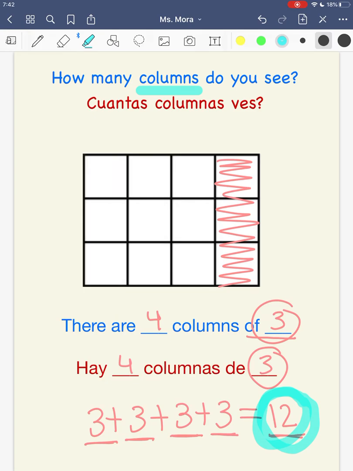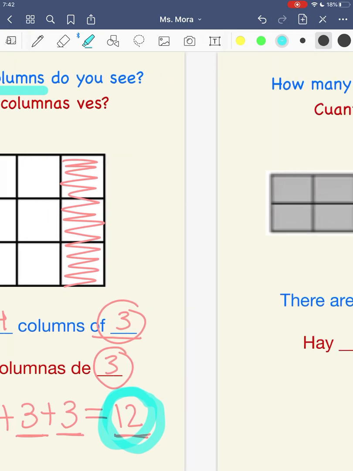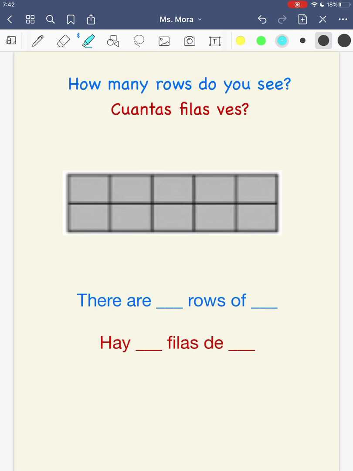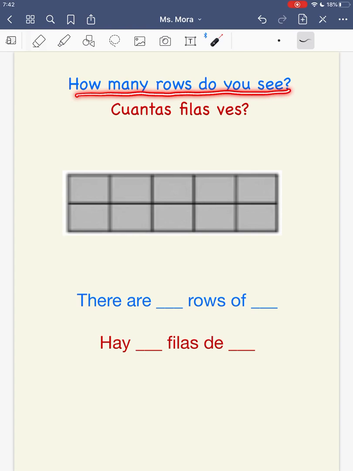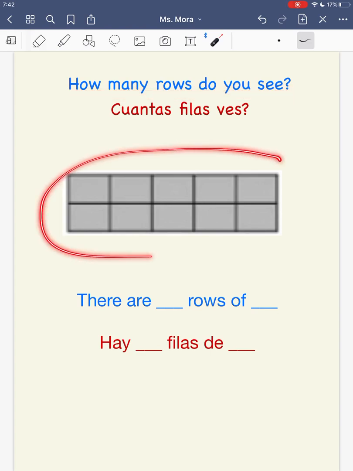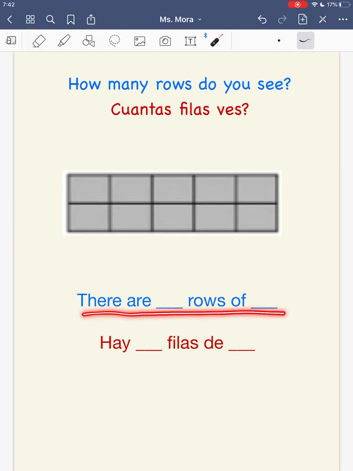Okay, so let's try another one, guys. Alrighty, I want you to try this one on your own because we've been talking about rows and columns for a while now, okay? So it says, how many rows do you see? And so here's the array, and you're going to answer, there are blank rows of blank. So I want you to fill in both blanks and then push play once you're ready.